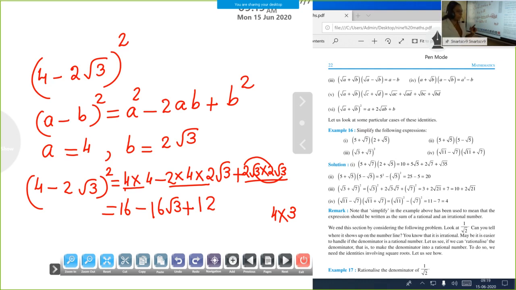The answer is, first you multiply all the numbers. 2 into 2 is 4. And the second term, root 3 into root 3. The answer is 3. What is 4 into 3? It is 12. Again, 16 and 12, so both the terms are positive. Plus 16 and plus 12. Just add it. So our answer becomes 28 minus 16 root 3. So this is our final answer. 28 minus 16 root 3.